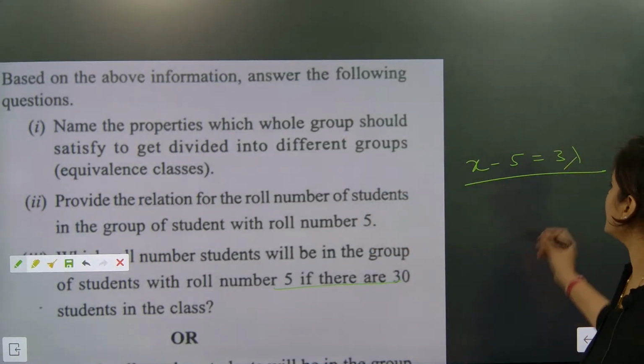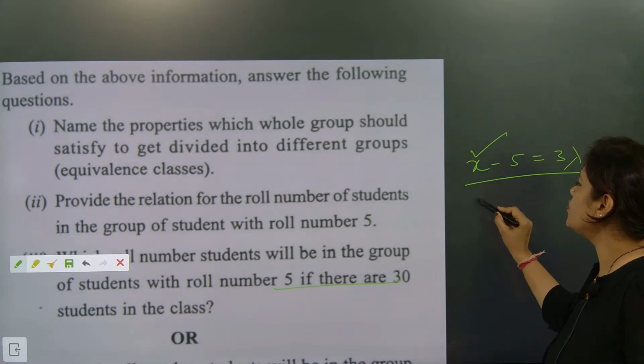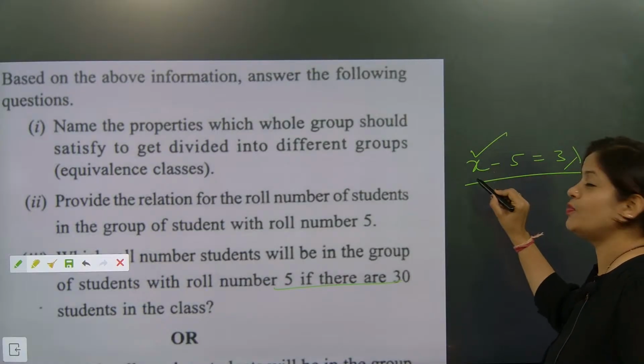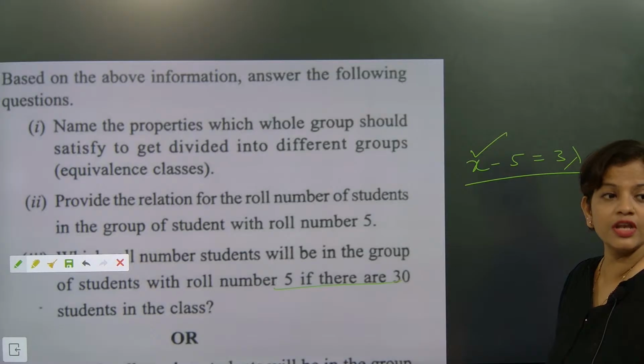Understood or not? So here, x minus... So what value are we going to put here? We are going to put 1. If it should be divisible, what number should it be, all odd numbers or even numbers?